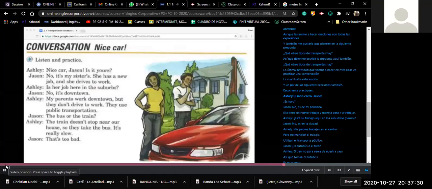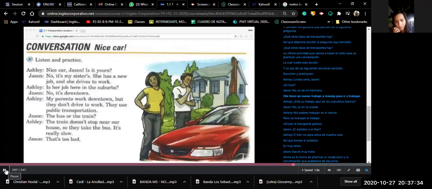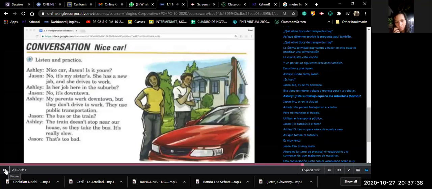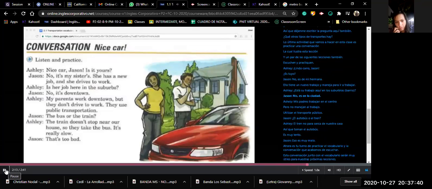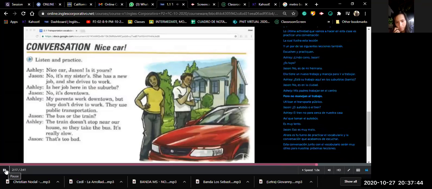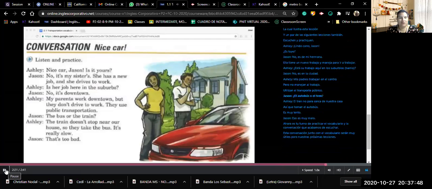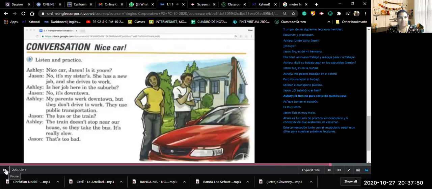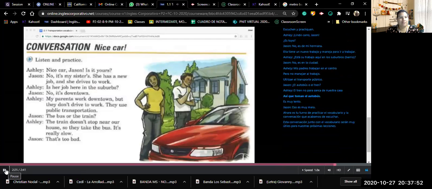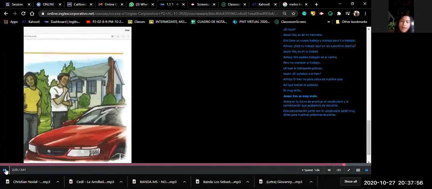Nice car, Jason. Is it yours? No, it's my sister's. She has a new job and she drives to work. Is her job here in the suburbs? No, it's downtown. My parents work downtown, but they don't drive to work. They use public transportation. Public transportation? The bus or the train? The train doesn't stop near our house, so they take the bus. It's really slow. That's too bad.